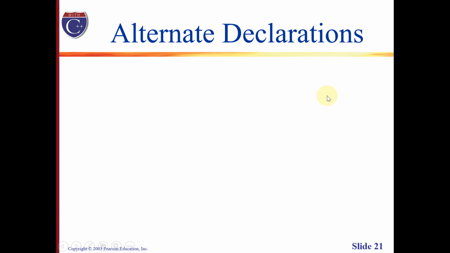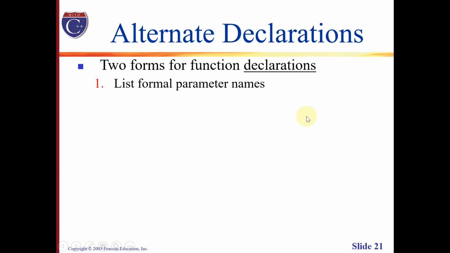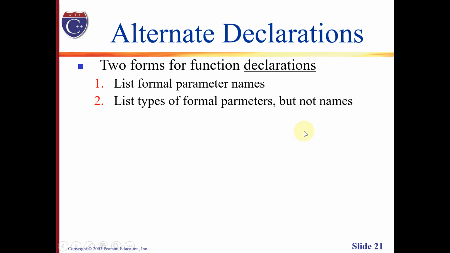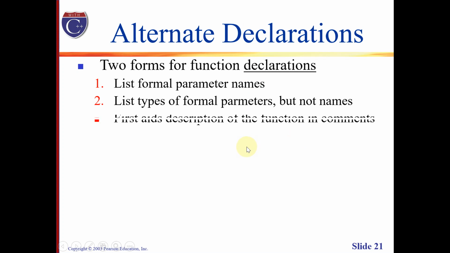Talking about function declaration, we also have alternate declarations. There are two forms to do function declaration. First is to list the formal parameter names. The other one is to list the types of formal parameters but not names. Although the first one would aid in the description of the function in comments.